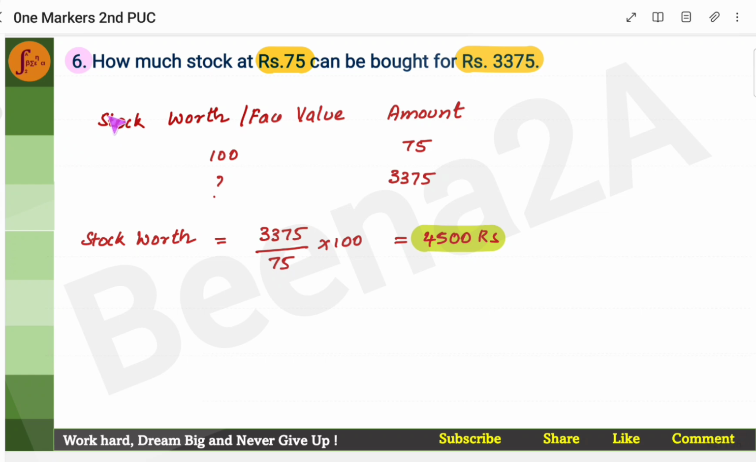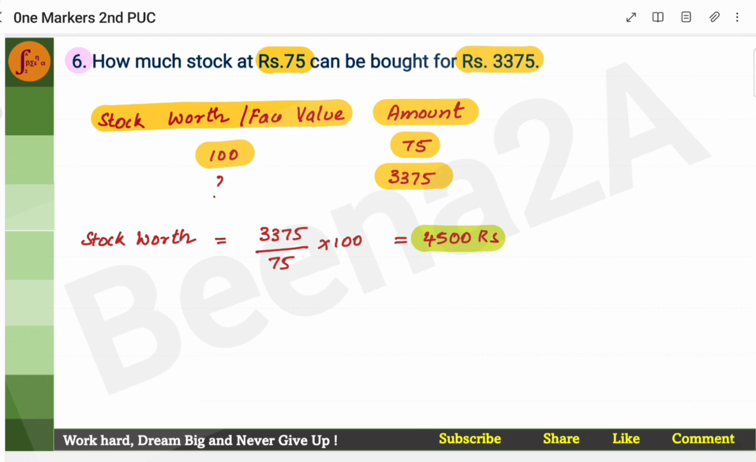Now here you'll have to first use this concept. You'll have to put face value, the worth of the stock. How much stock at rupees 75? That means you assume that the stock price is 100 rupees always. The original value of the stock price, the nominal value or the face value of the stock is 100 rupees. But he is buying it at rupees 75. Now he wants to find out how much stock can be bought for rupees 3,375. So the amount that he wants to invest is 3,375. So how much stock worth he will get?